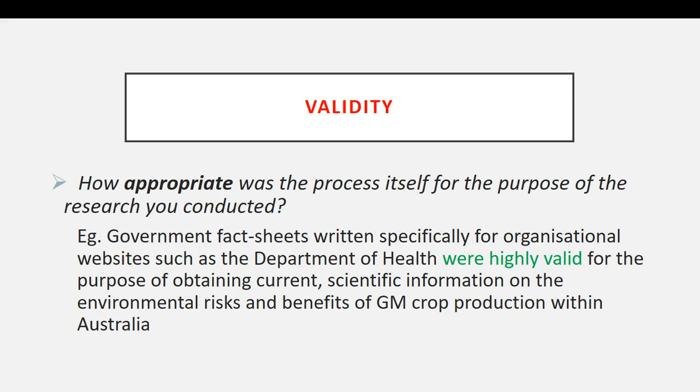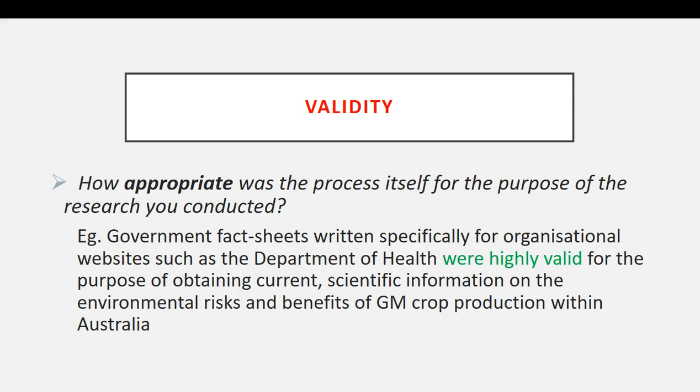So in other words, the government fact sheets were one of the most obvious and appropriate places for this person to go. Likewise, if you're researching Henry VIII, for example, a fairly obvious and very valid place to go would be to a biography written by an accredited historian about Henry VIII. But sometimes students come up to us and they say, well, should we do a survey? And we go, well, is it valid? And they go, oh, well, it could be.